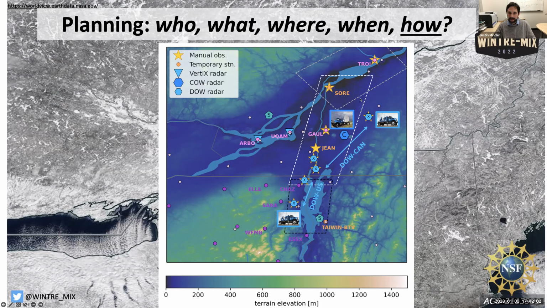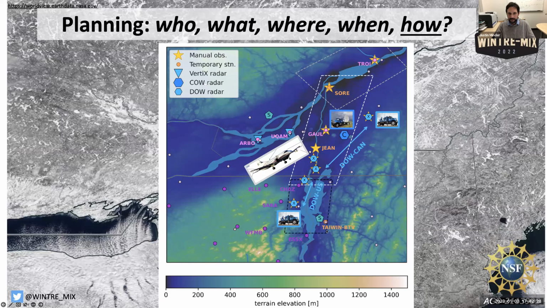And then the dashed boxes that you see here are the different general regions that we operated the Convair 580 aircraft in. We're largely flying over these valleys, but over different sections of the valleys, down in the Champlain Valley, up in the St. Lawrence Valley, or near their confluences, depending on the specific weather forecast and our scientific goals for the day.